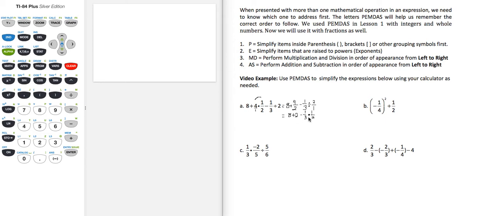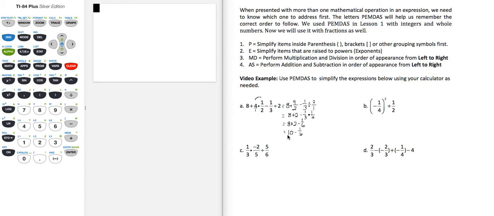Now, left to right, I'm still focusing on multiplication and division. I have a multiplication problem here. So I have 8 plus 2 minus, 1/3 times 1/2, which is 1/6. Now I can do addition and subtraction left to right in the order they appear. So this gives me 10 minus 1/6.